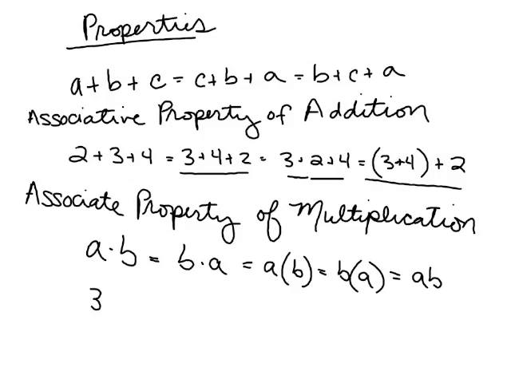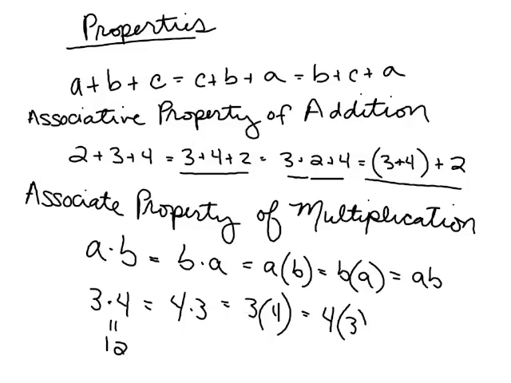So let's say this was 3 times 4. What's my answer? 12. It doesn't matter if I write it 3 times 4, 4 times 3, 3 times 4 in brackets, 4 times 3 in brackets, or 3 times 4 like that. They're all equal to 12.